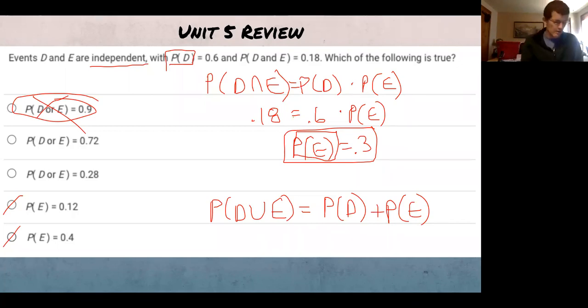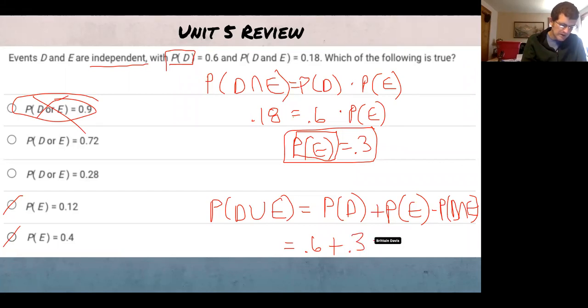So anyways, what I have to do is I have to subtract the probability of D and E. So now I can solve for this. I don't know the probability of the OR, but I know the probability of D is 0.6. And that's 0.3. I just solved for that. And then D and E is given in the problem as 0.18. So when I do this, I'll get 0.72 for the probability of D or E. And that is the answer right there.